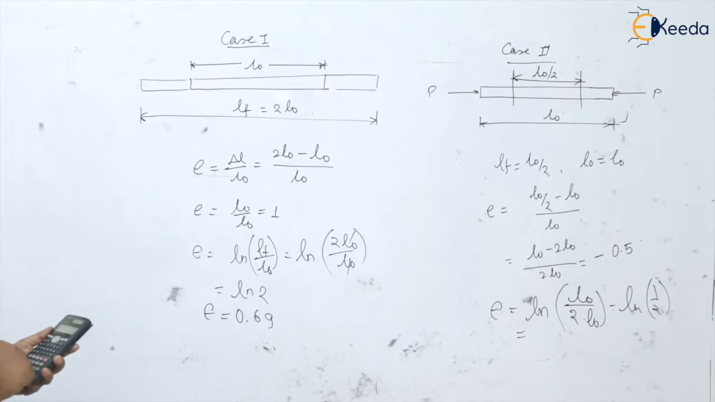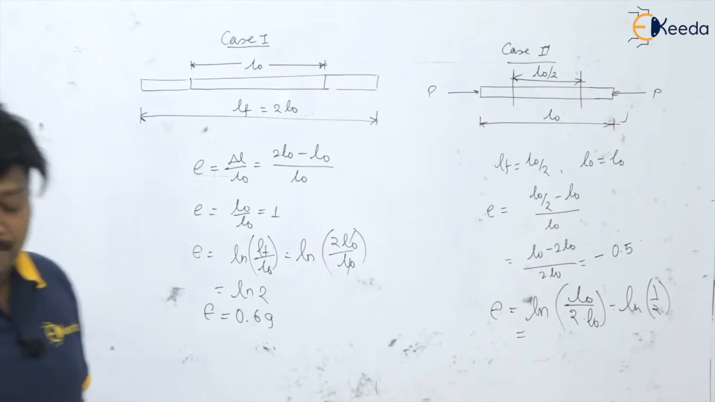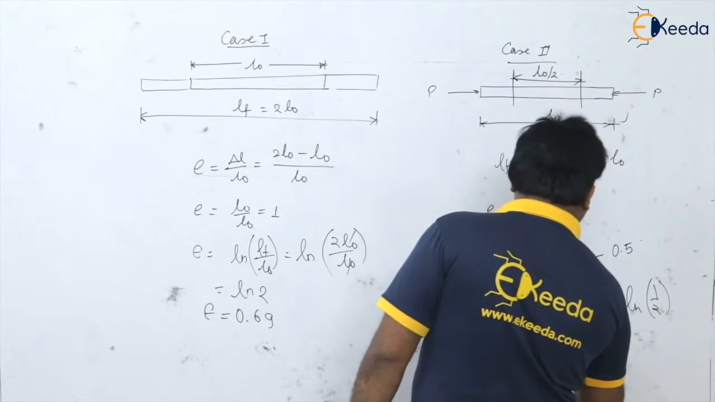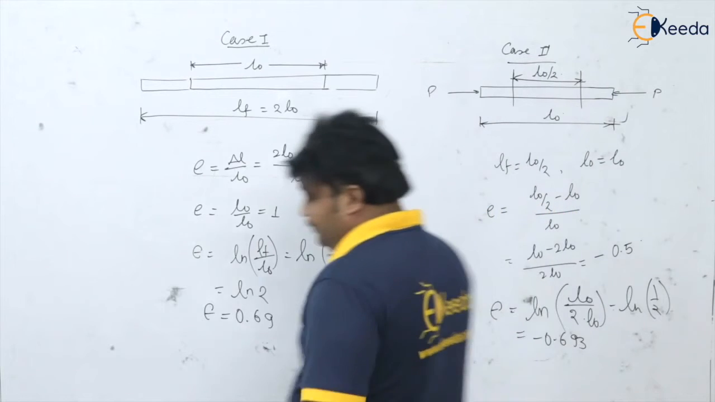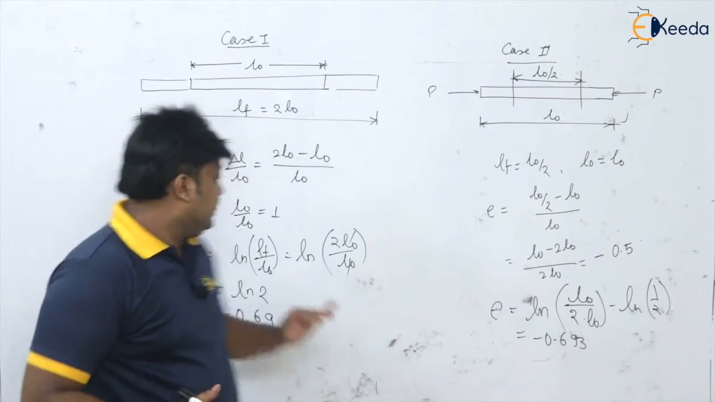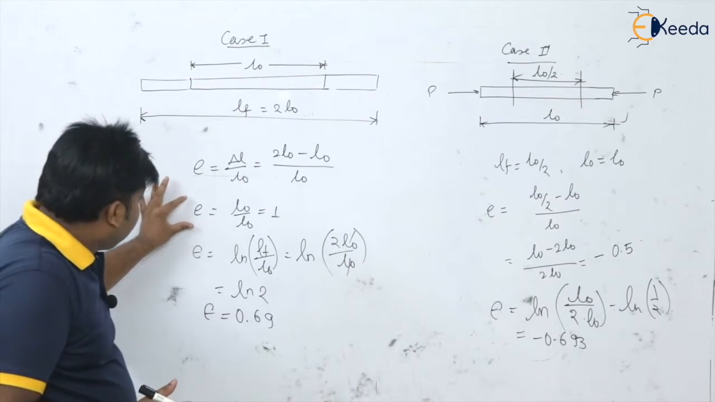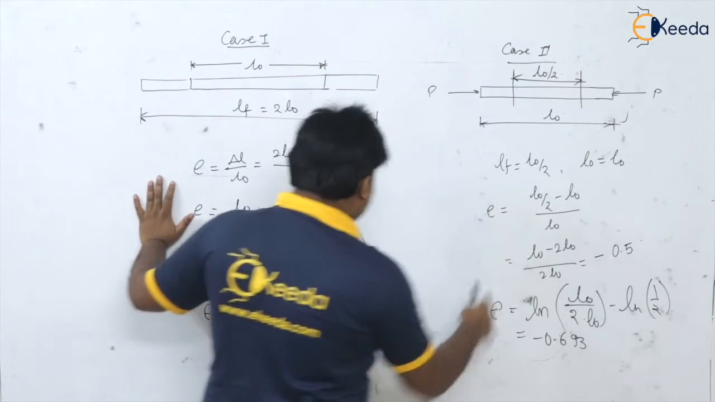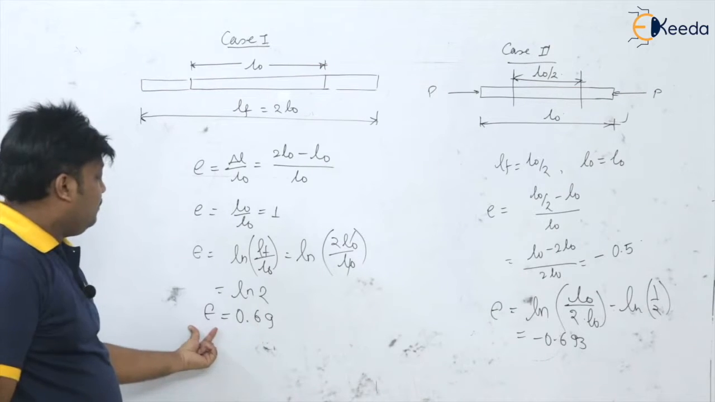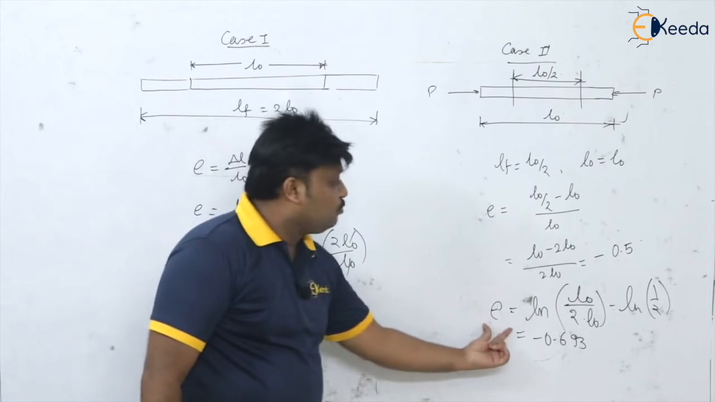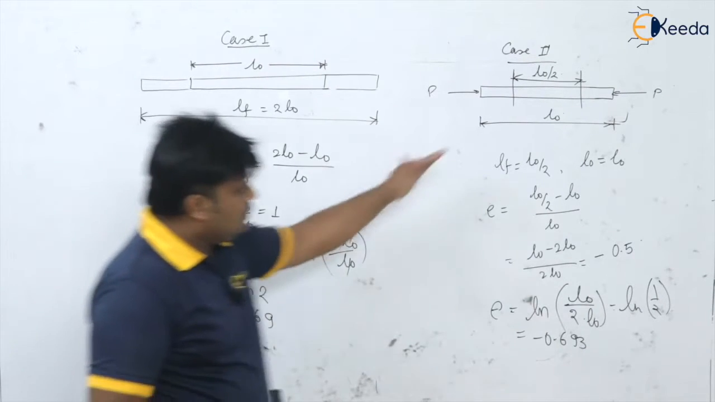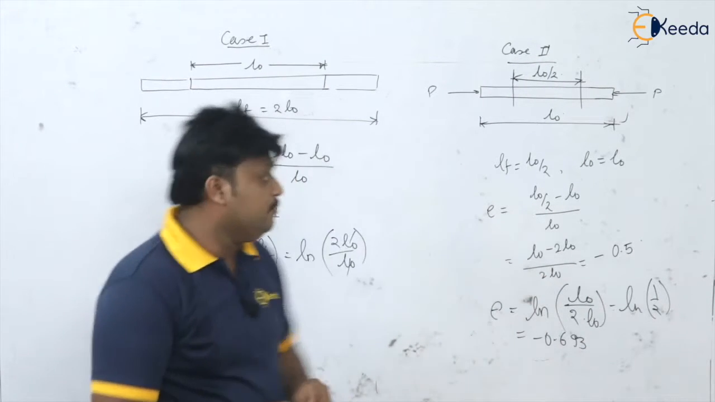ln of 0.5 is negative 0.693. Now see here, this is the value of the nominal or engineering strain, and this is the value of the true strain. Of course, positive for tension; for compression, the value of strain will be negative.